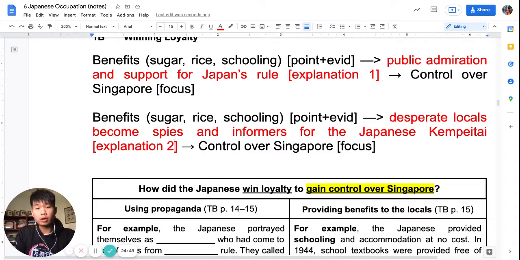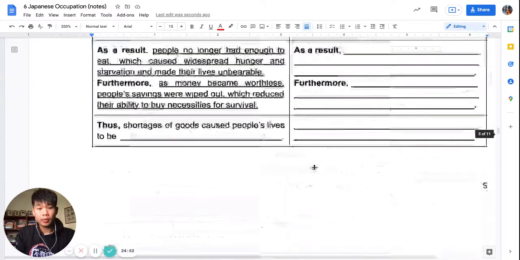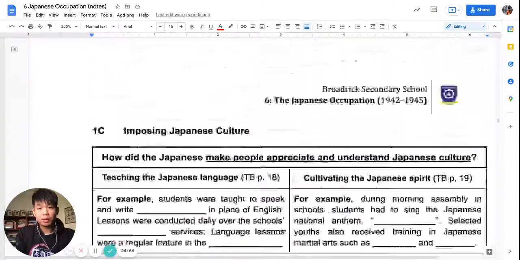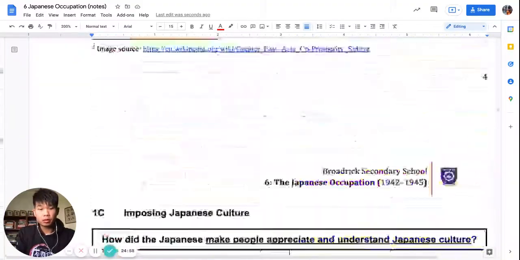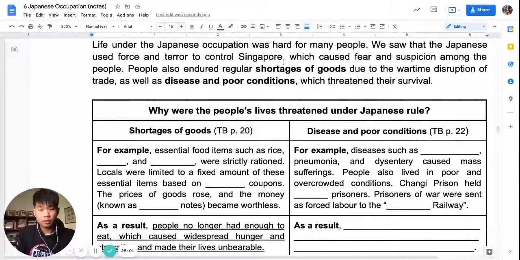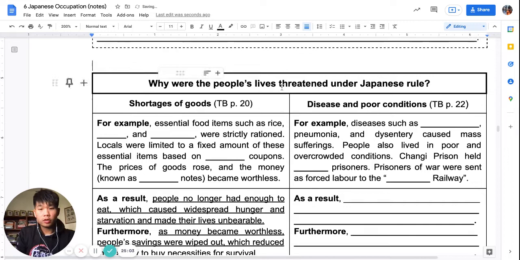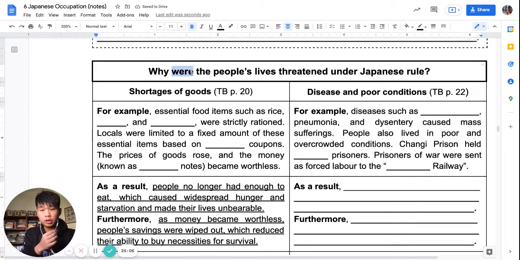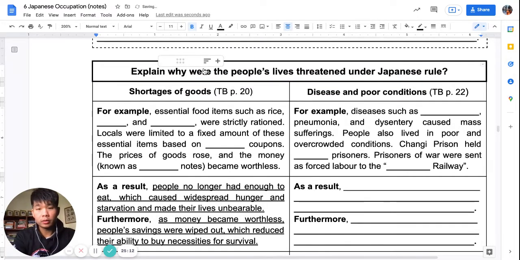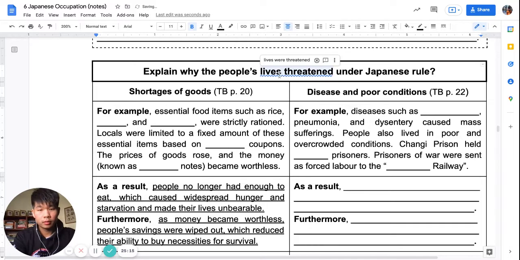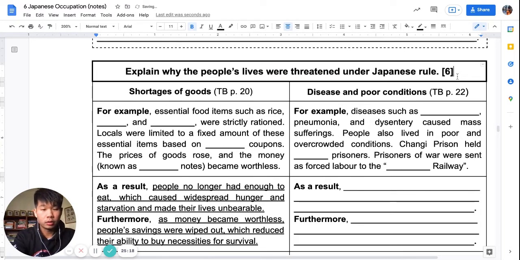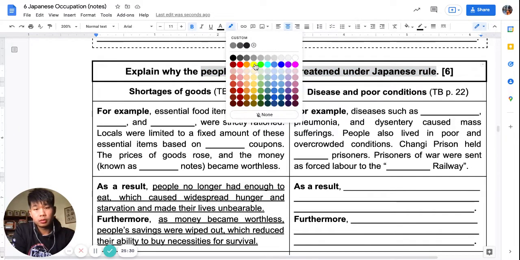Try do one more box. Okay, I'll do one more box and then I'll wrap this up. Here. Why were the people's lives threatened? Okay. So for this question, if I were to rephrase this as an explain question, it would actually just be: explain why the people's lives were threatened. This is an explain question, 6 marks. What's the focus? People's lives were threatened under Japanese rule. This, I need to explain this.